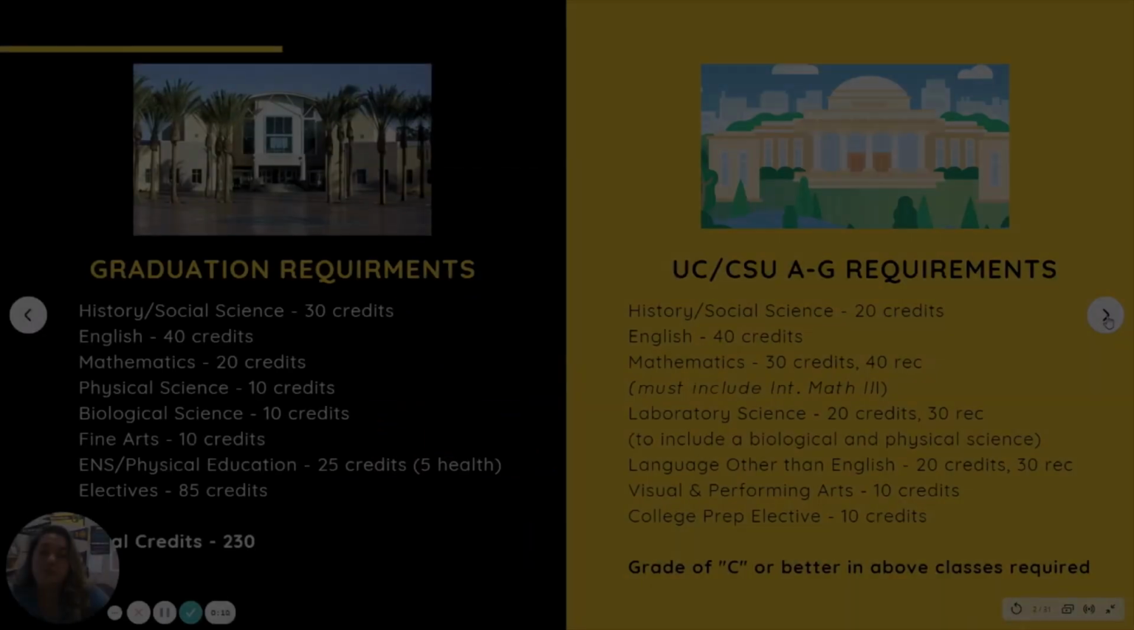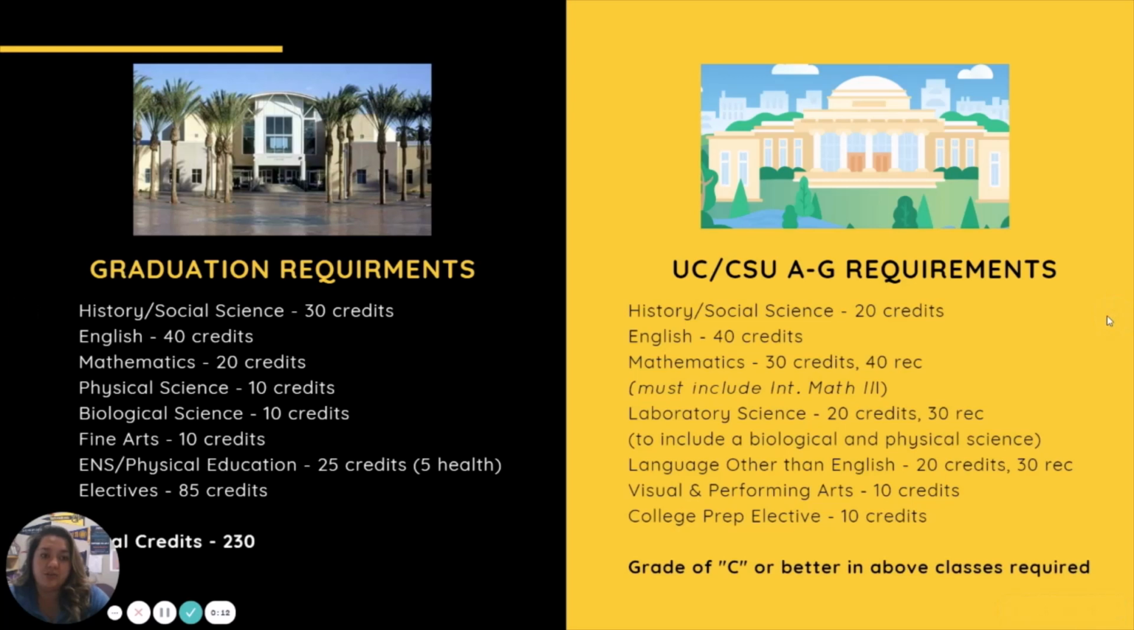Let's get started. It's important for you to know what your graduation and college requirements are. The UC-CSU A through G requirements are the requirements for the University of California and California State University college systems. They're a standard that we tend to go by, but it's important that you look at the requirements for all colleges that you are interested in to ensure that you meet the minimum requirements for any college that you plan on applying to in the future.